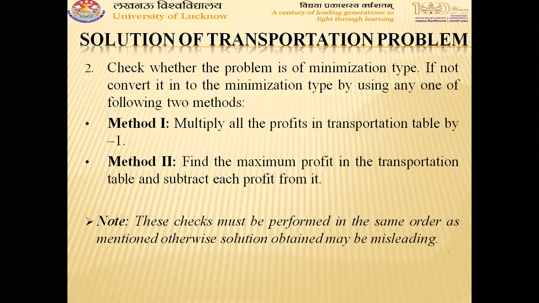In method 1, we can multiply each and every cost by minus 1. That means all the costs will become negative. Or there is another method. In that method, we obtain the maximum profit, or the quantity we want to maximize, and subtract from it the quantity in each cell. That means if it is profit, then we find the maximum profit and subtract from it the profit given in each cell, including that one also.